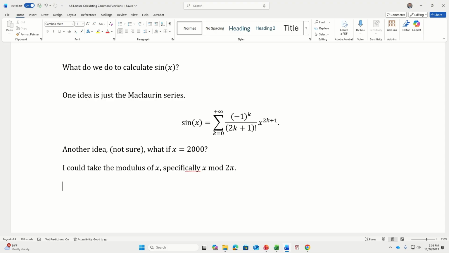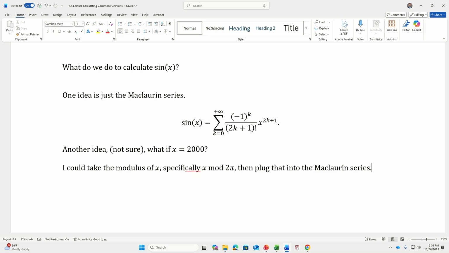If I take 2000 mod 2 pi, it's going to subtract away all the multiples of 2 pi until I get down to just the x, and then I can plug it in the Maclaurin series. And that way I have to take fewer terms of the Maclaurin series to get to the relevant part, because it moves my point where I'm evaluating it closer to the origin. I don't know if that's necessarily used in practice, because I don't know how many flops would be required to calculate the modulus of something.